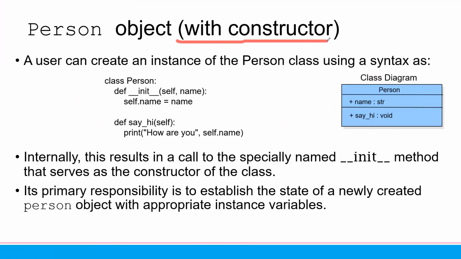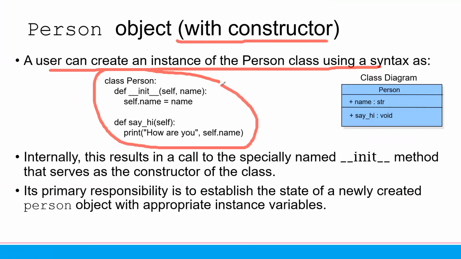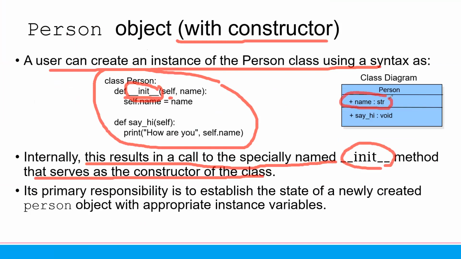So what I mentioned to you about the constructor, a user can create an instance of the person class using this way. And as I mentioned to you, the init is the initiate or the constructor. This results in a call to the special name init method that serves as the constructor for the class. In this case, we have one variable name, and then we have the function say hi. It is the function to do something related with this class.